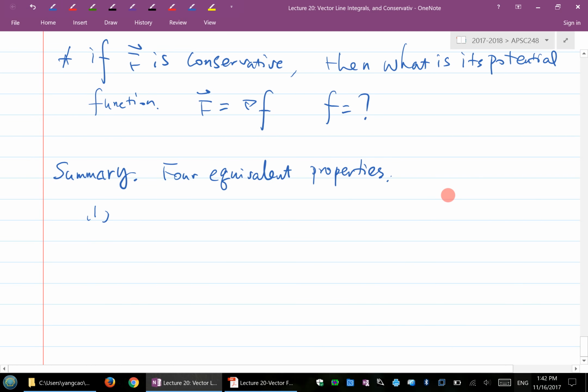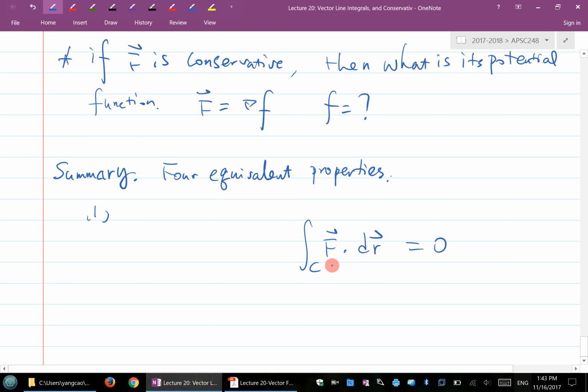You have to be careful here. There are 2 different concepts here. See this, for example, this equal to 0. Like the example showed you, C is a circle, F is perpendicular to the circle, and then you end up with the integral equal to 0. But that doesn't necessarily mean that this one here is a conservative field.